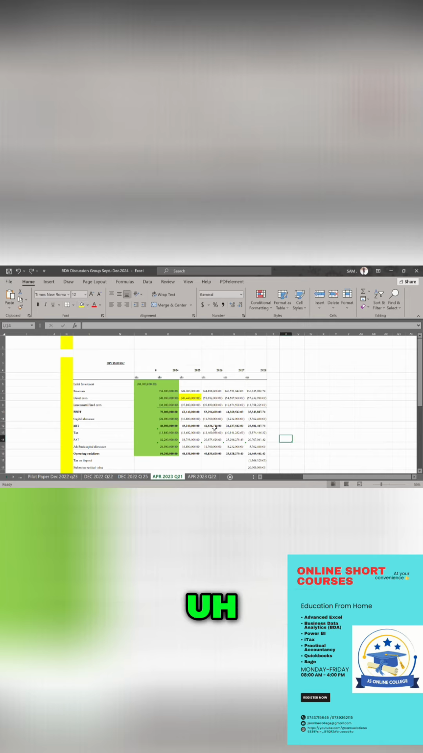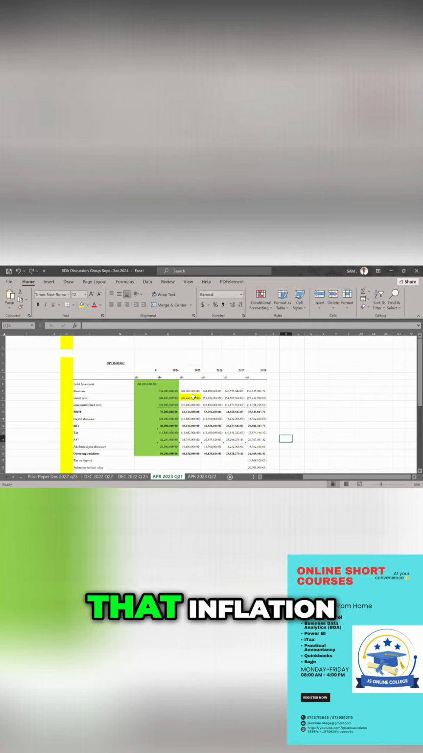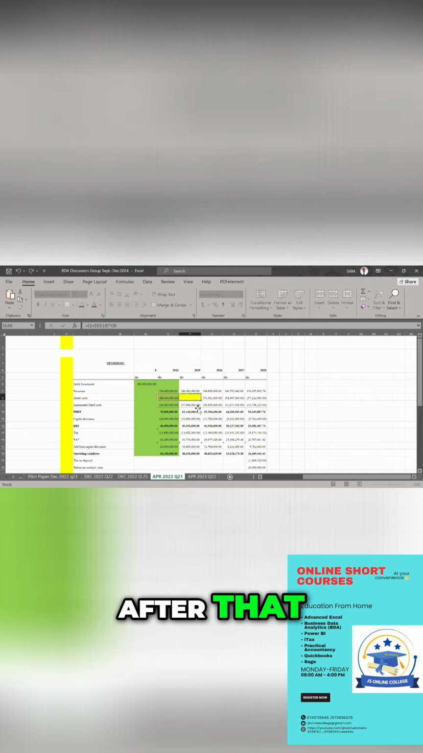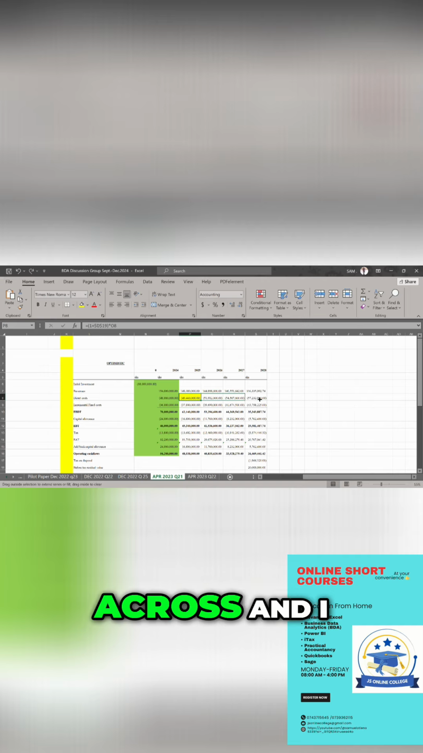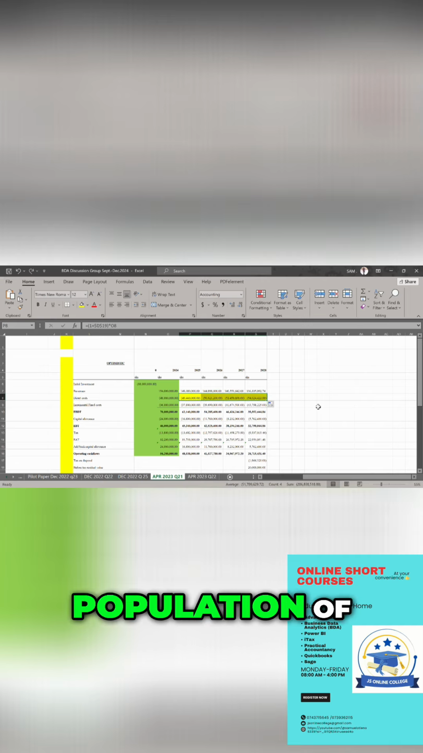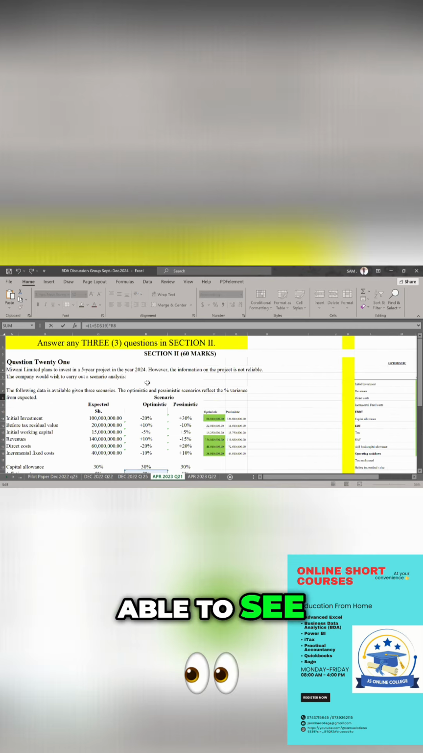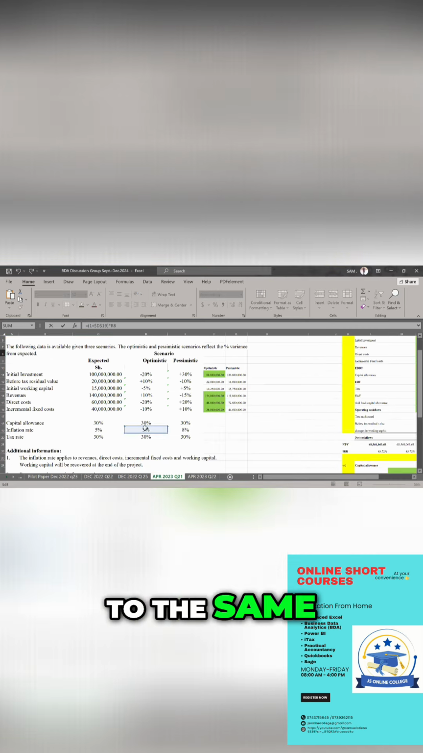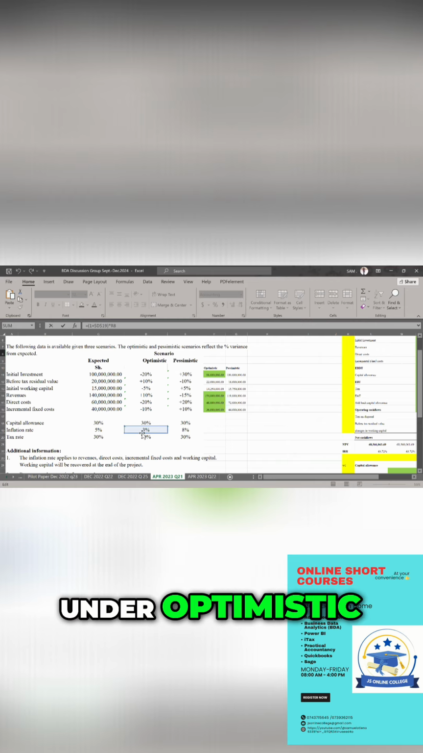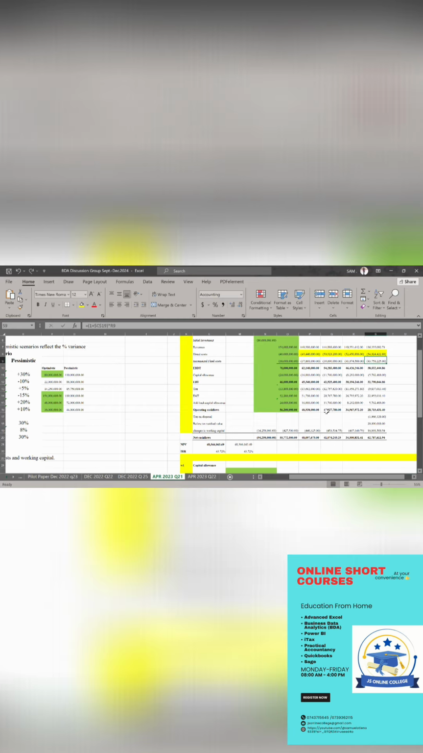And because I've fully locked that inflation rate, after that I can simply drag across and I have my auto population of those figures like that. And even if I click on the one in 2028, you should be able to see that it is referring to the same inflation rate under optimistic. Are we together, Hadija?